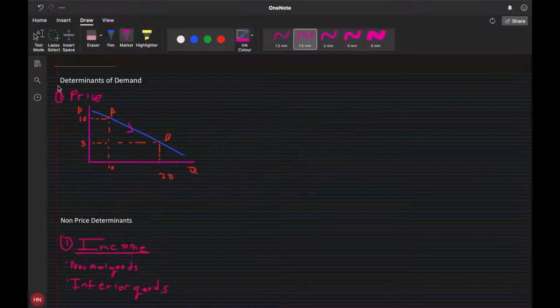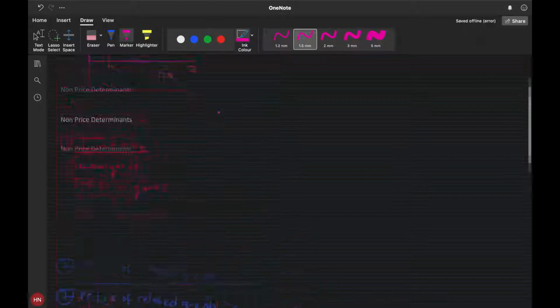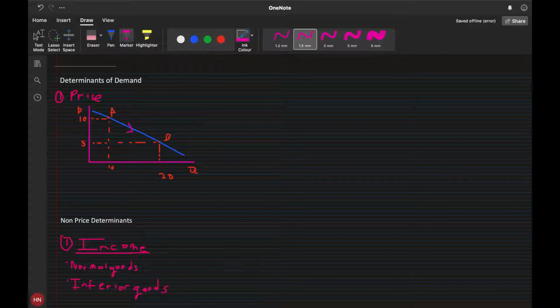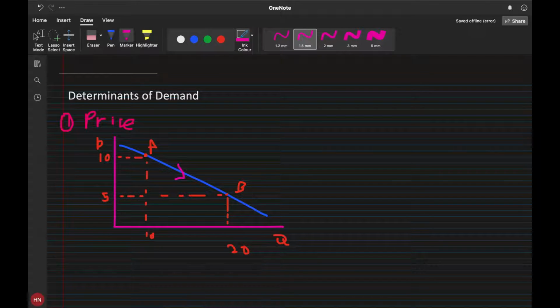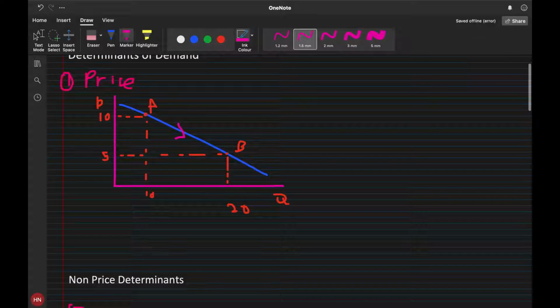Discussing determinants of demand, and at the same time we'll also discuss market demand. So let's start off with the first determinant, which is the price determinant. In this case, we have two different points, point A and point B. Let's say the price goes down from 10 to 5, which means that we were previously on point A and now we are at point B.